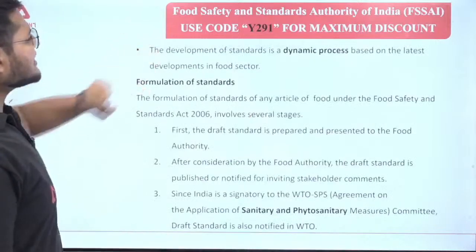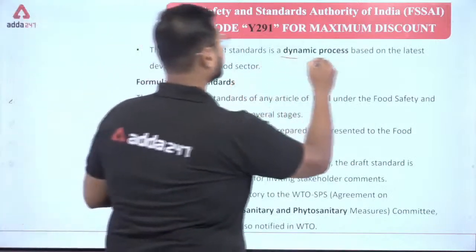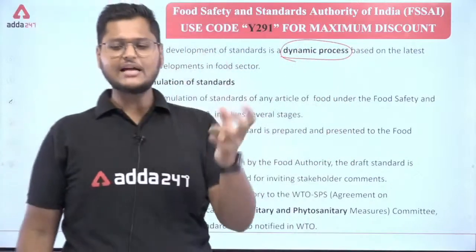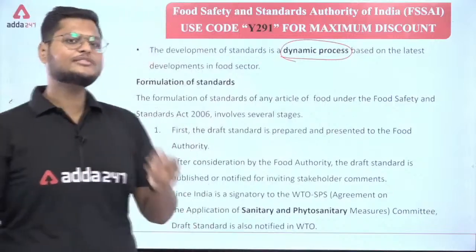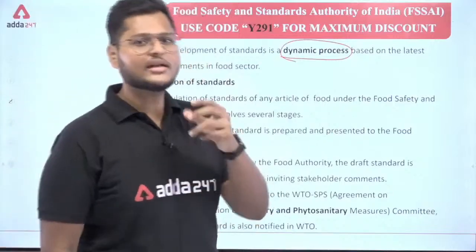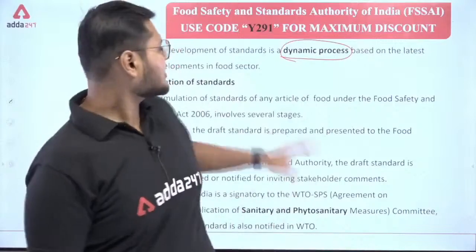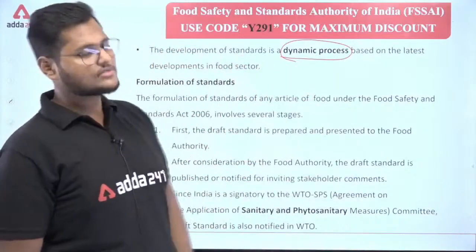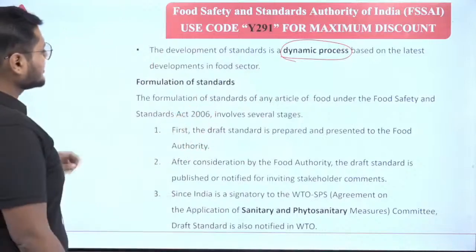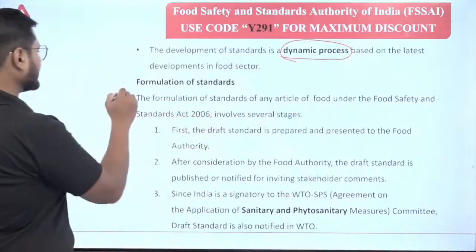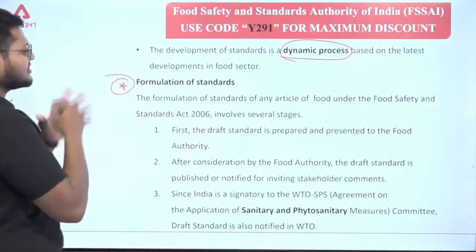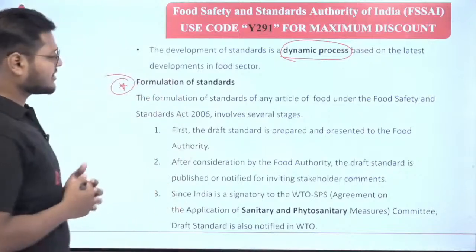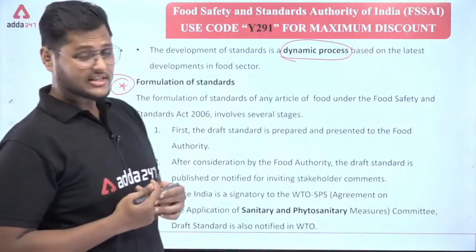Next, the development of standards is a dynamic process. Why? Because the research keeps on going and these standards keep on changing, okay. It's not stable. Dynamic means something that keeps on changing, right? So the research goes on and these standards are also updated. That's why it is known as a dynamic process. Now, regarding the formulation of standards, the formulation of standards of any article of food under the Food Safety and Standards Act 2006 involves several stages, okay.